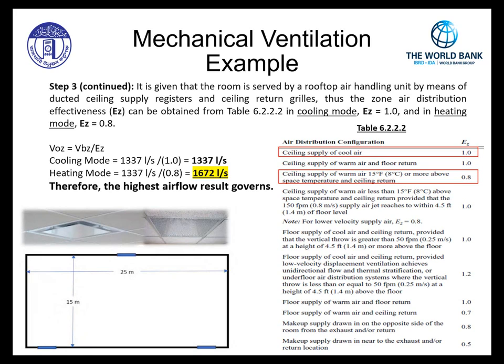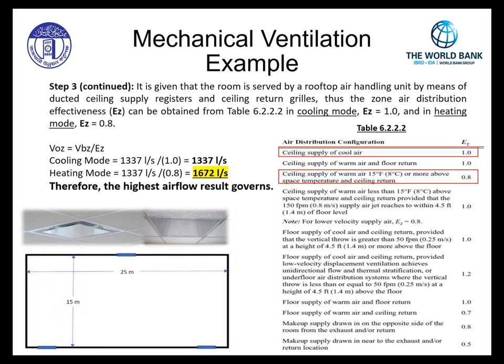And in the heating mode, E sub Z is 0.8. This is given to us in the table. As indicated, ceiling supply of warm air, 15 degrees Fahrenheit or 8 degrees Celsius or more above space temperature and ceiling return. Again, a true statement for our air distribution arrangement accordingly. Below, we have two calculations to calculate the highest airflow rate.